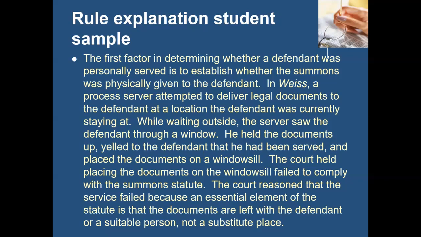Why is this a good rule explanation? Well, first, it checked off all of the boxes. Second, it's very clear. You understand exactly what happened in the case. It's easy to follow. So work on, it doesn't have to be exactly like this, but work on making sure that you check off those boxes and that you develop your rule explanation. It shouldn't be so short that your reader has no idea what's going on or what the case is about.